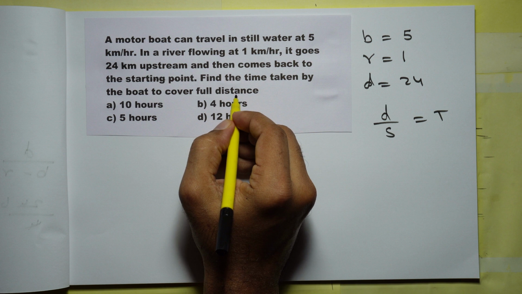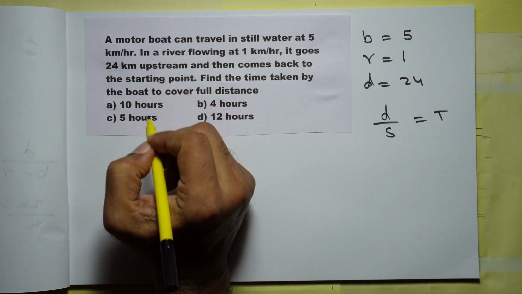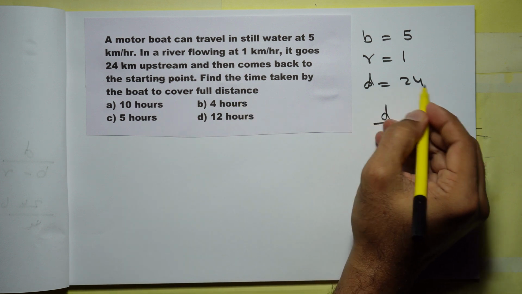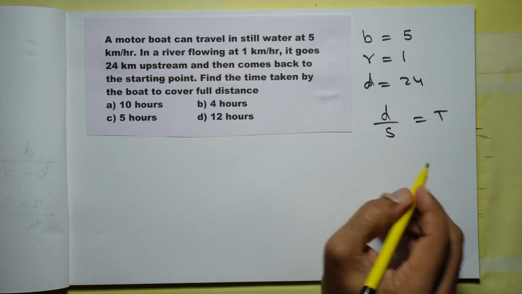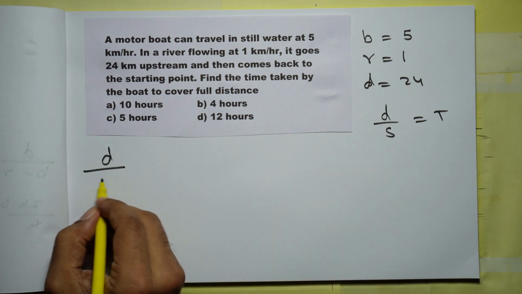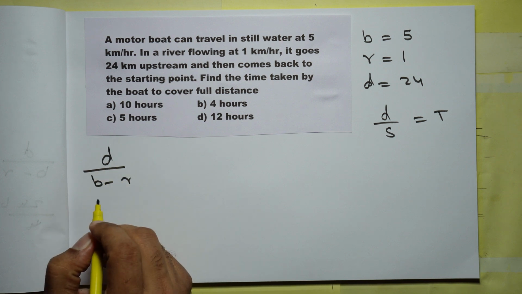So first we'll form the equation for calculating the time required for traveling upstream. Now when you are going upstream, distance is 24. That is, whether you go up or down, distance is same, d. And when you are upstreaming, effective velocity is b minus r. So this is the time required for upstreaming.